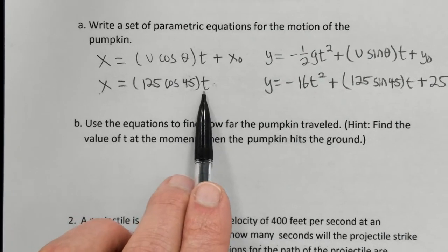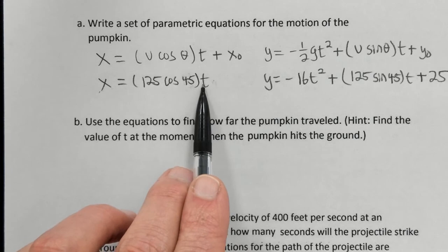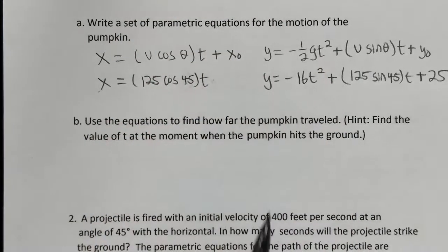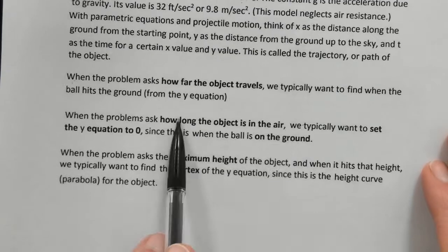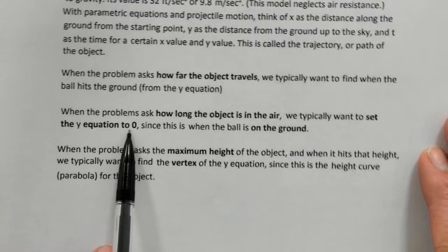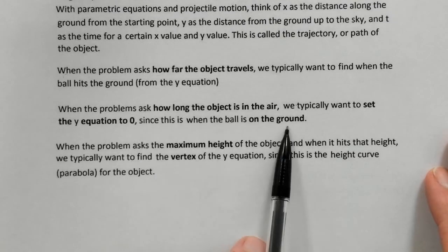So now we have to ask ourselves, how am I going to figure out how many seconds it took to hit the ground? Well, that's where this equation comes in. Remember, if we want to know how long it was in the air, we want to set the y equation to 0, right? Because that's when the pumpkin is going to be on the ground. So that's what we're going to do.